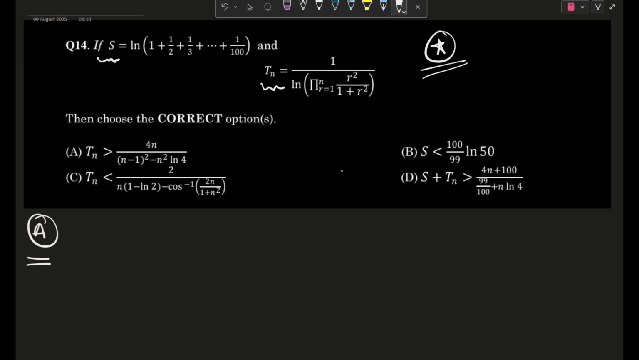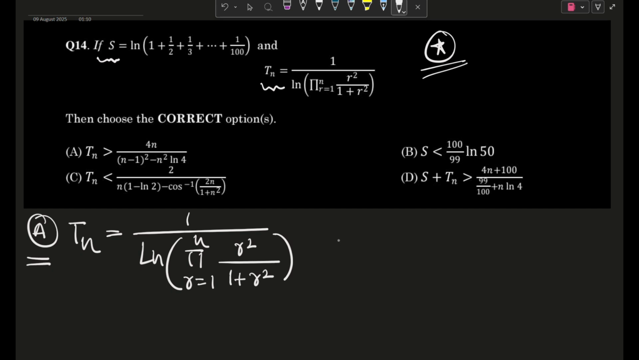So actually, we will prove this using two different methods. This will come out to be correct. Okay, we will prove using two different methods. So basically, first thing is, let's write down Tn. It's given to be 1 divided by ln of the product from r equals 1 to n of r square by 1 plus r square.